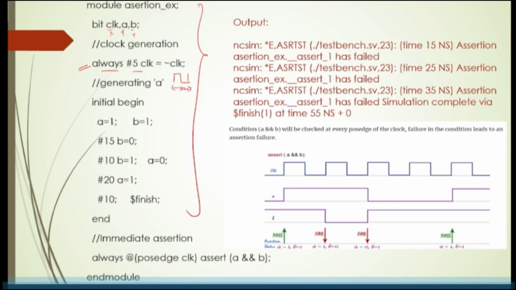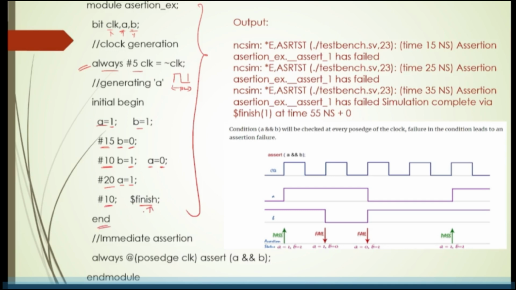Now in the initial begin, I'm just passing the values to A and B. A and B are 1 and 1, and then after 15 time units I have changed the value of B to 0. Since I didn't change the value of A, it will be 1 only. After 10 time units I have changed A to 0, and after 20 time units it is 1.